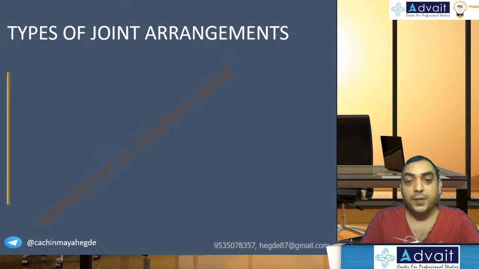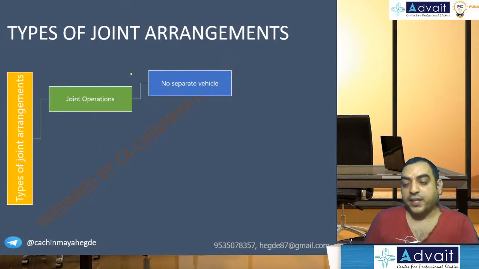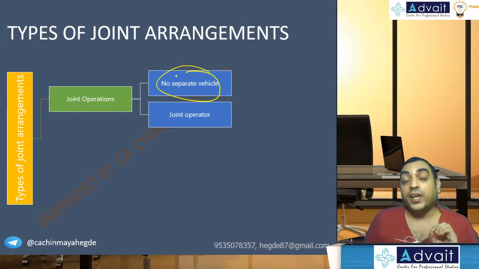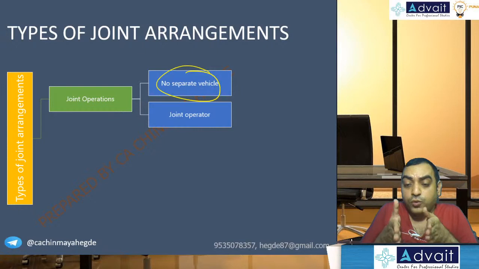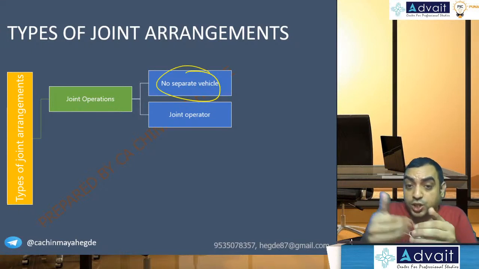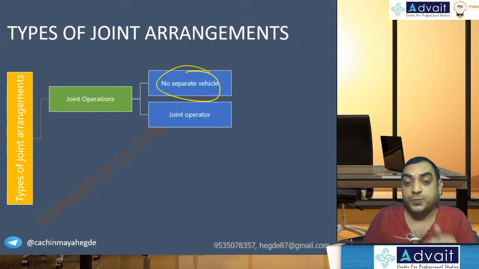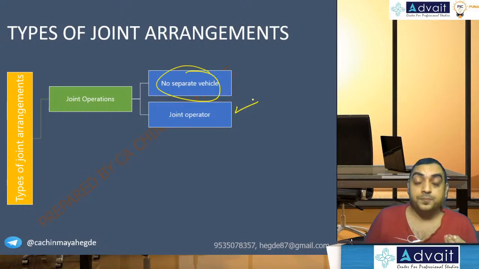Okay. Then types of joint arrangements. We have joint operations where there is no separate vehicle. For example, oil companies will lay down oil pipes. There are expenses, and whatever expenses of that maintenance, the oil companies will share it. So the oil pipe is not a separate company. It is an operation which is shared among the various people. There you are one of the parties, you can only be called a joint operator. You are just a part of it. You are not a joint venturer.